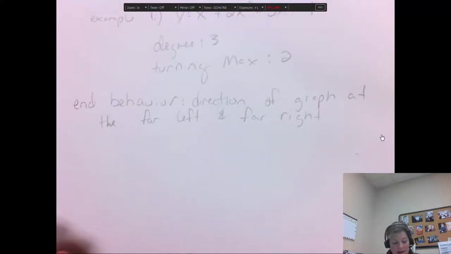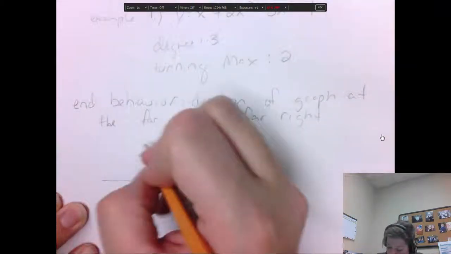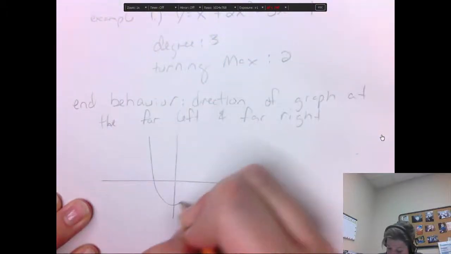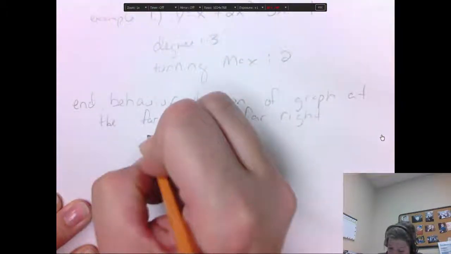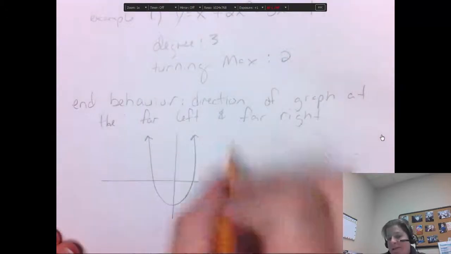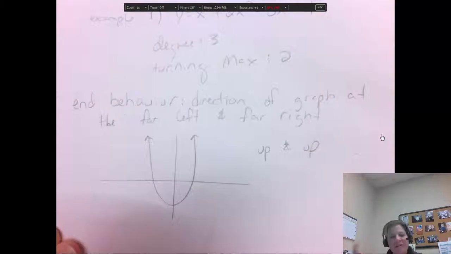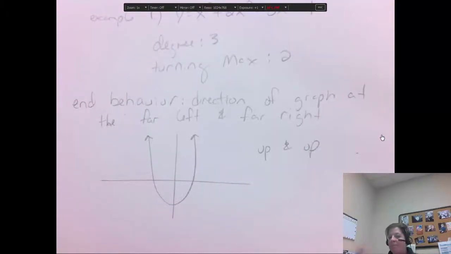Okay, so end behavior: far left, far right. What does it do? Let's look at a graph and I'll show you what that looks like. If I have a quadratic that looks like this, what is the far left doing? It's going up, or increasing, and the far right is going up, or increasing. So the way we would state this end behavior is up and up. That's how this book does it: up on the left, up on the right. You always do your left side first.